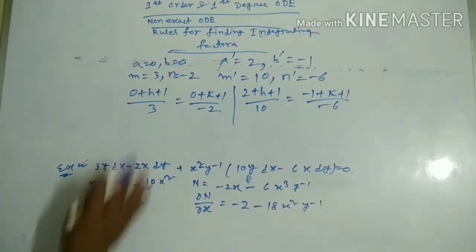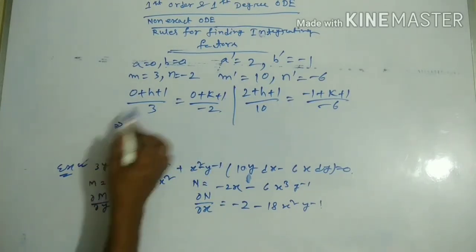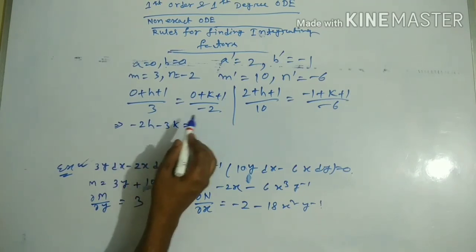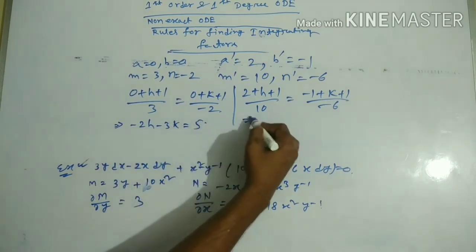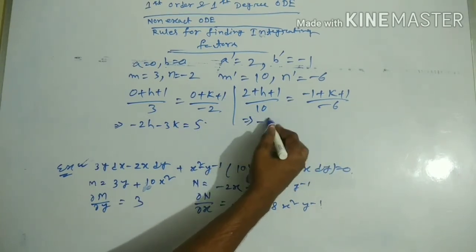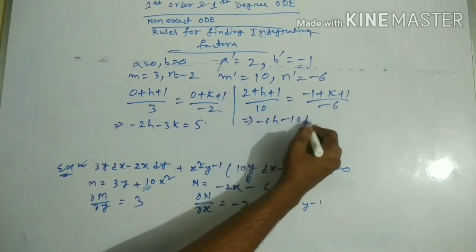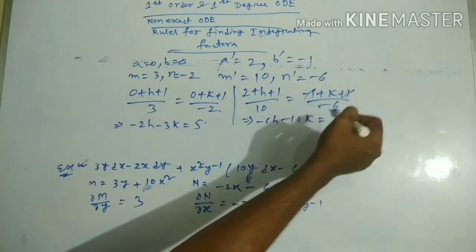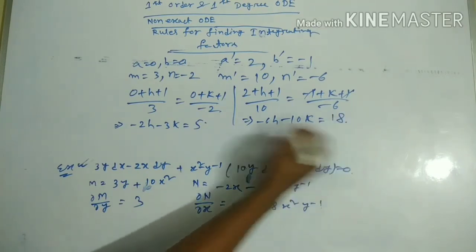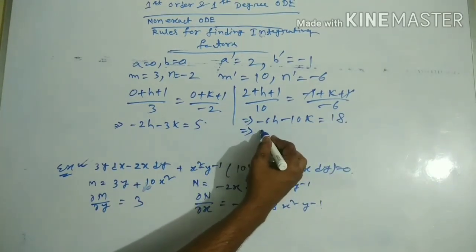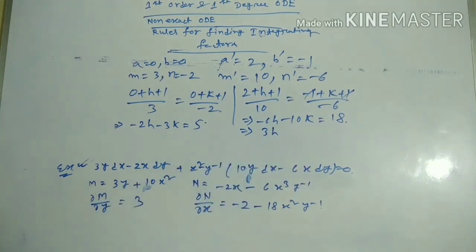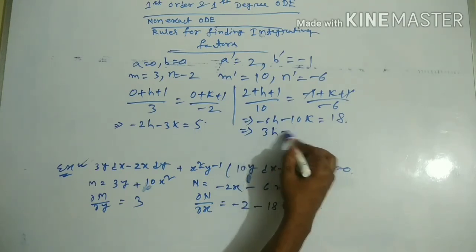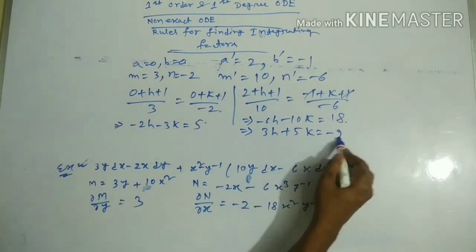Now we will have to solve these two equations. Before that, I am simplifying these equations. This will be minus 2h minus 3k equal to 3 plus 2, 5, and this will be minus 6h minus 10k equal to 10 plus 8, so minus 18, this will be plus 18, and we can write this as 3h. If we take out minus 2 from all the terms, that will be 3h plus 5k equal to minus 9. Okay.